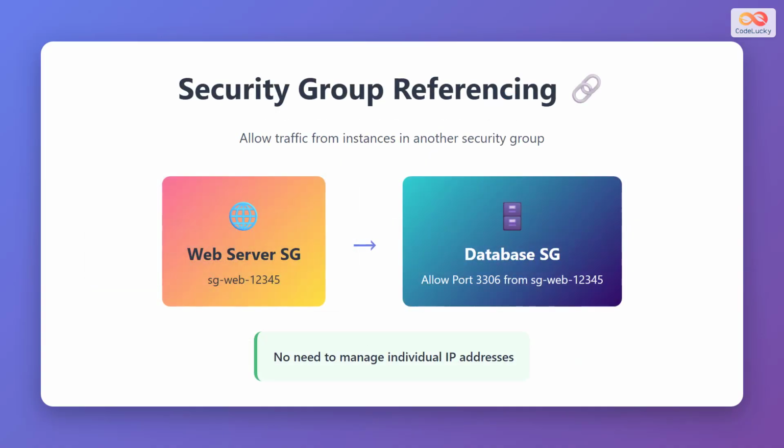Security group referencing allows you to permit traffic from instances in another security group. For example, you might have a web server security group with ID SG-web-12345. Your database security group can allow port 3306 traffic from SG-web-12345. The main benefit is that you don't need to manage individual IP addresses. As instances are added or removed from the web server security group, the database automatically adjusts access.